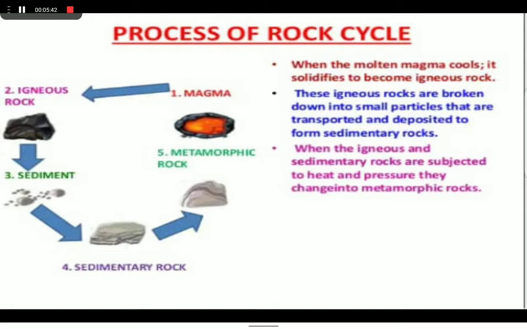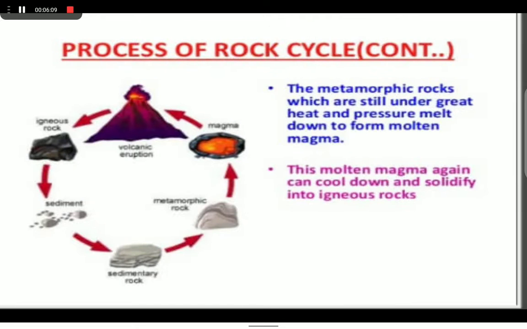Process of the rock cycle. When molten magma cools, it solidifies to become igneous rock. When igneous rocks are broken down into small particles that are transported and deposited, they form sedimentary rocks. When the igneous and sedimentary rocks are subjected to heat and pressure, they change into metamorphic rocks. Metamorphic rocks, which are still under great heat and pressure, melt down to form molten magma. So this molten magma again can cool down and solidify into igneous rock.